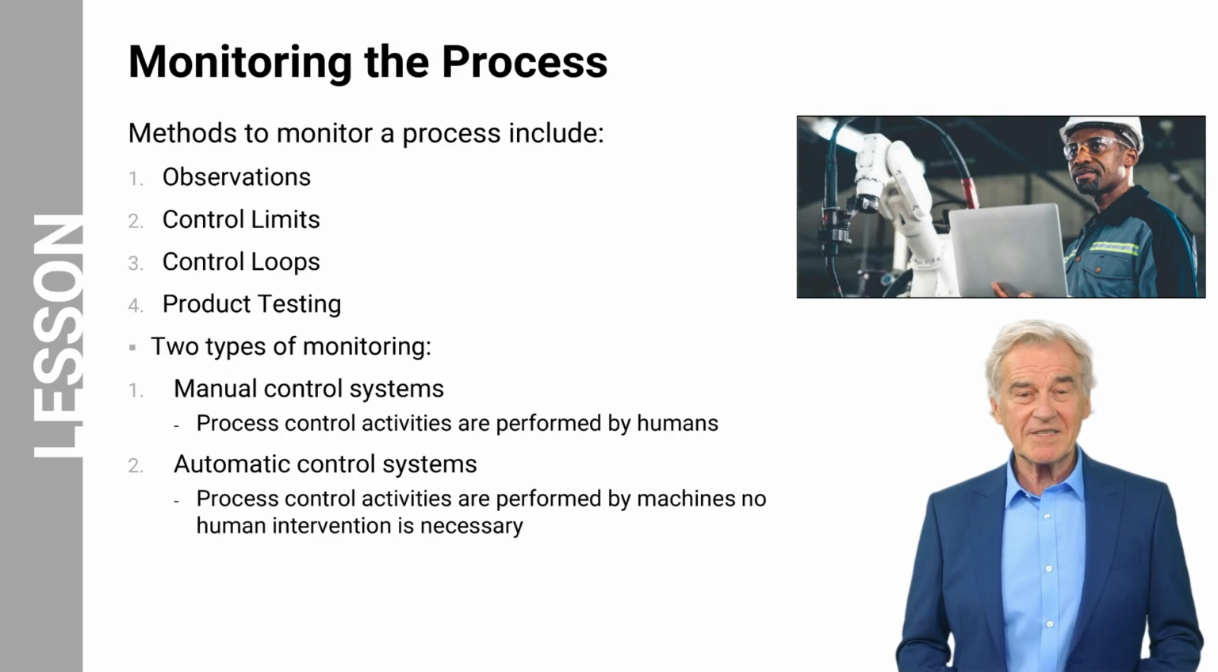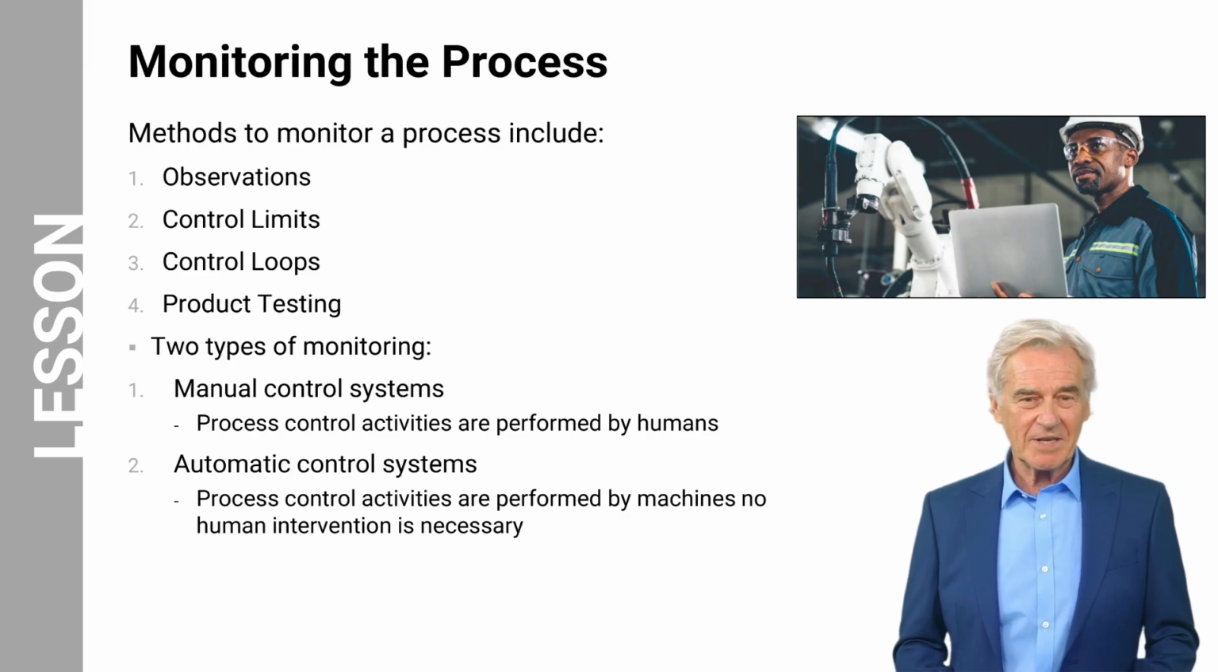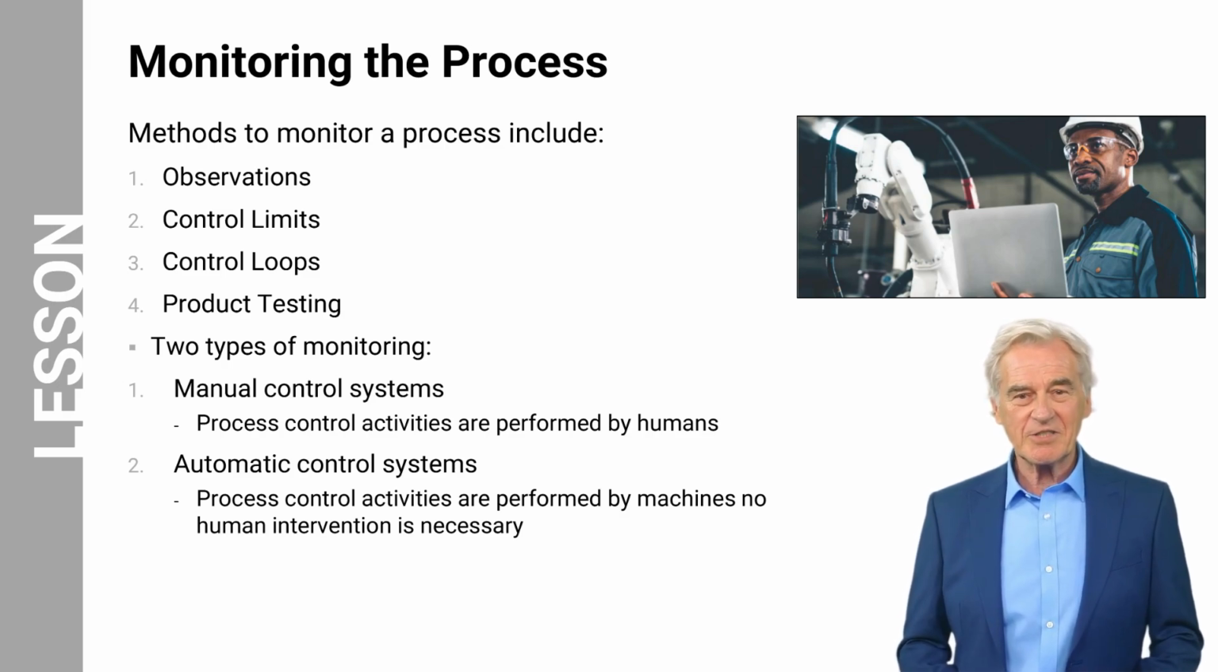Monitoring a process is a critical part of process control. Many different methods can be employed to monitor a process. Companies may choose a method based on the product they are producing, the level of inspection necessary, or the production process used. The four methods used are observations, control limits, control loops, and product testing. Each of these will be discussed in detail in the following slides.